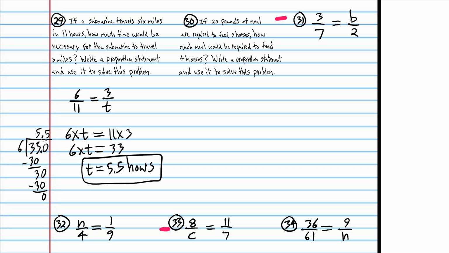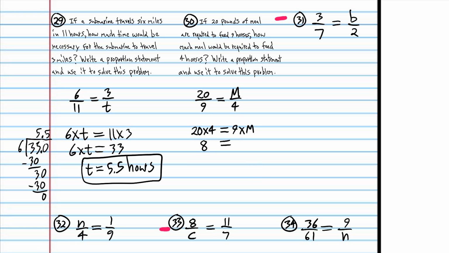All right, we're back. We have to write a proportion statement, 20 pounds of meal for every 9 horses. How much meal would be required for 4 horses? So we can either put P for pounds or we can write M for meal. I'm just going to write M. All right, so we have to use cross multiplication. 20 times 4 is equal to 9 times m.